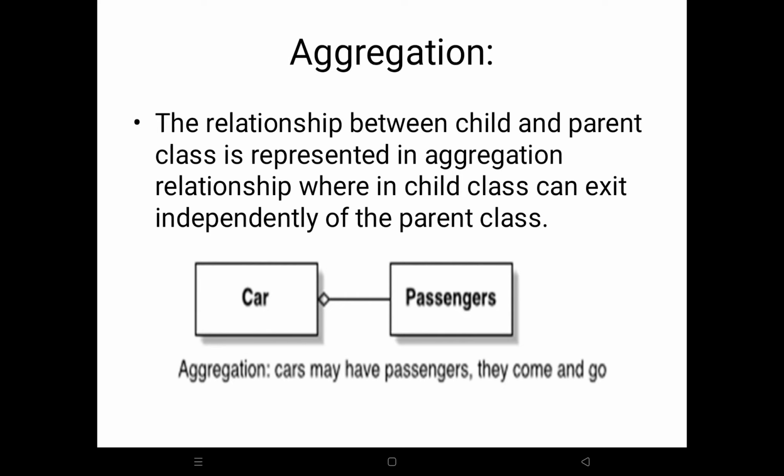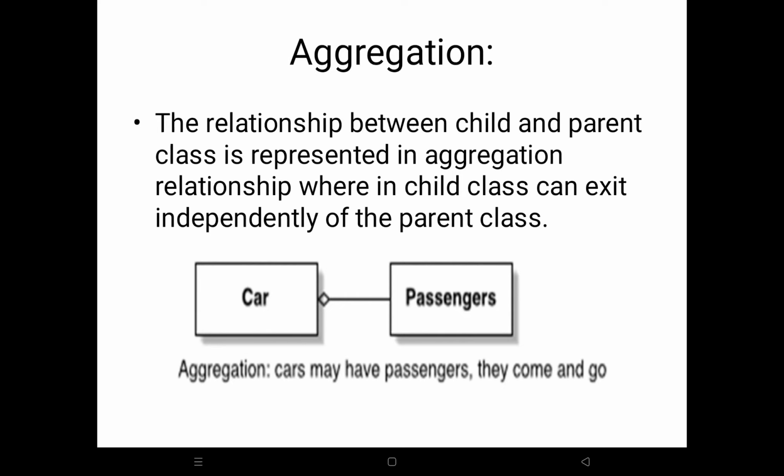A passenger may come and go. So a car may have a passenger, they come and go. So the passenger can exist independently of the parent class. This is called aggregation. See, the child class is not dependent on the car. So this is called an aggregation relationship. The relationship between the child and parent class is represented as an aggregation relationship, where the child class can exist independently of the parent class. A car may have a passenger, they come and go, but the passenger is not completely dependent on the car.